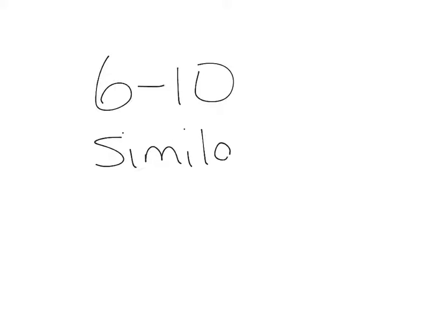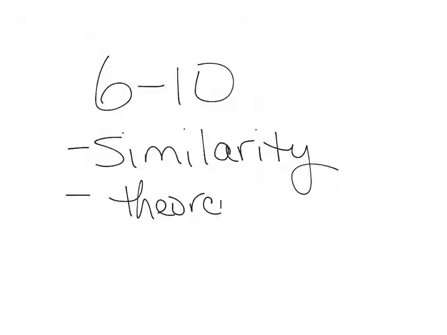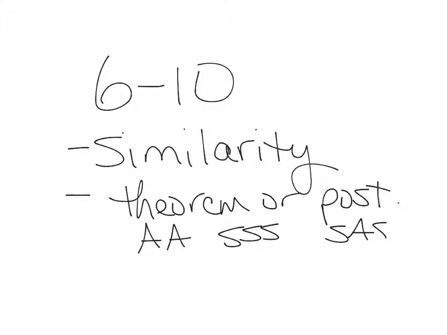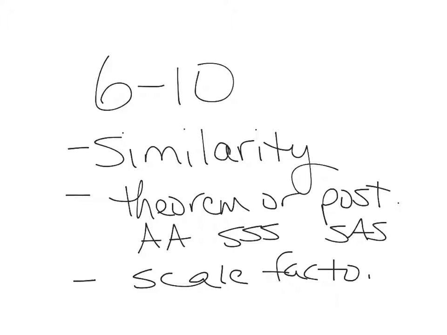Then for 6 through 10, this is where you're going to write the similarity statement. And you will also tell me the shortcut. So which theorem or postulate you would use. Either AA, SSS, or side angle side. All of the questions have both of these options, and then a few of them also ask for the scale factor. And again, it's clearly marked which ones want the scale factor.